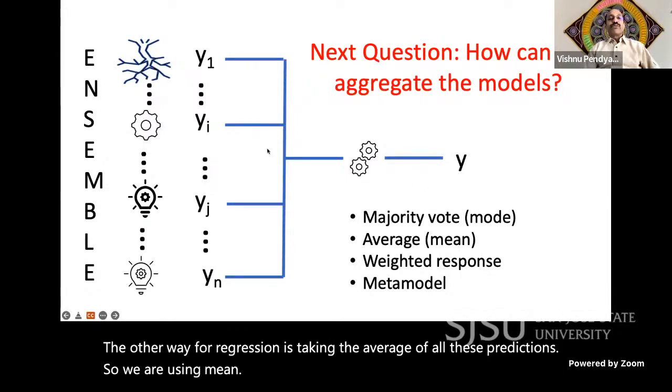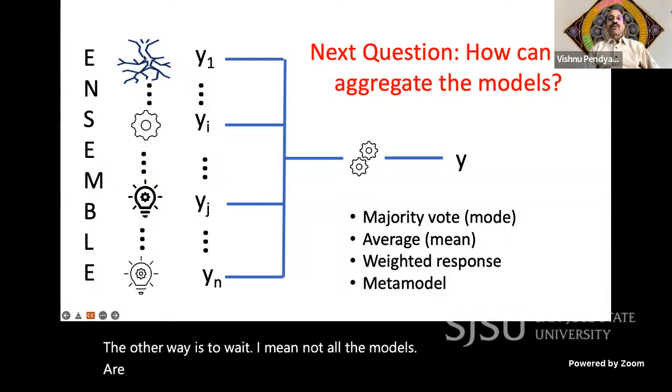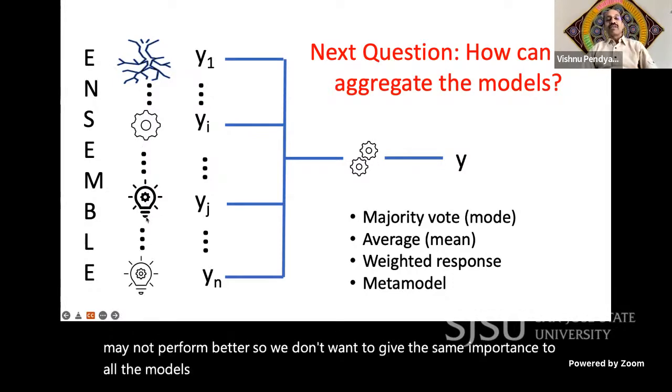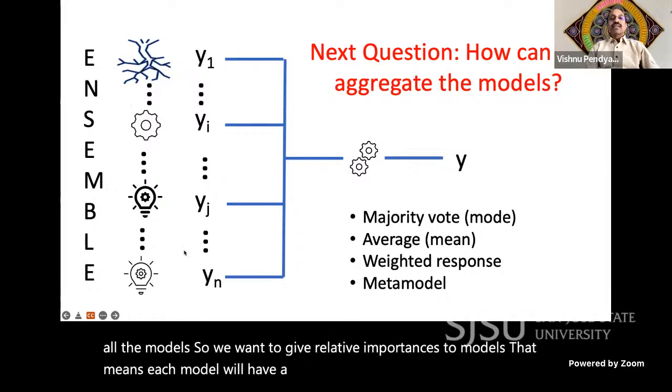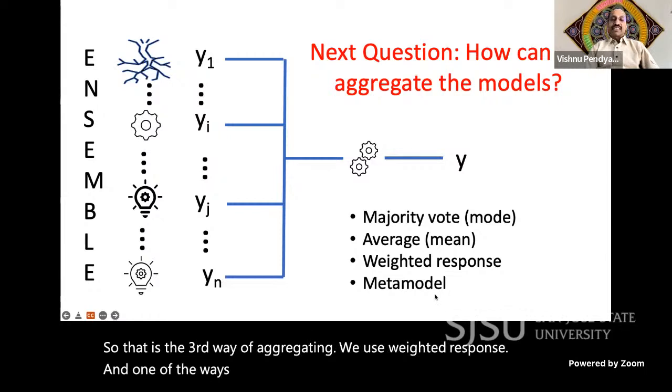The other way is to weight. Not all the models are equally important, right? Some models perform better, some models may not. So we don't want to give the same importance to all the models. We want to give relative importances to models. That means each model will have a weight. So that's the third way of aggregating. We use a weighted response. And one of the ways to calculate weights is using machine learning itself.